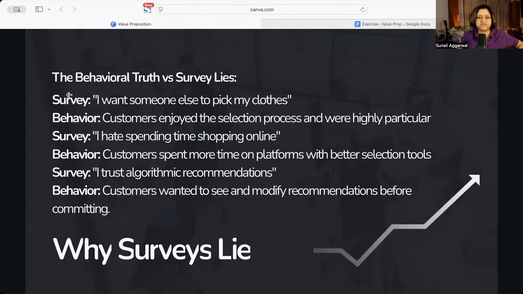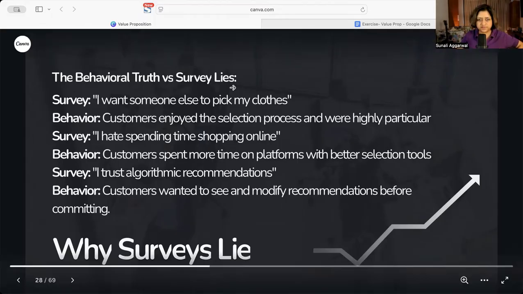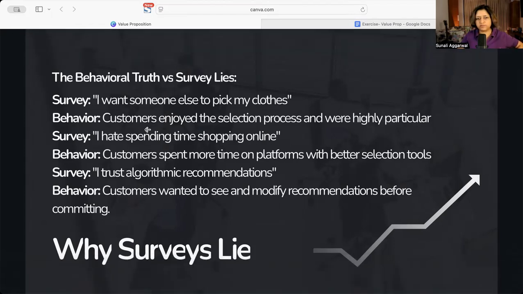Okay, coming back to the case study, the behavioral truth versus survey lies. I want someone else to pick my clothes, but people actually enjoyed picking them themselves. I hate spending time on shopping online. That wasn't true. I trust algorithmic recommendations. Customers wanted to see and modify recommendations before committing.